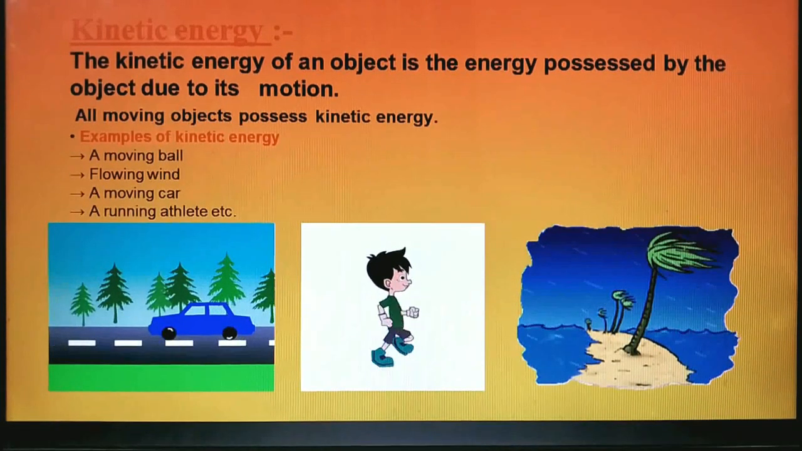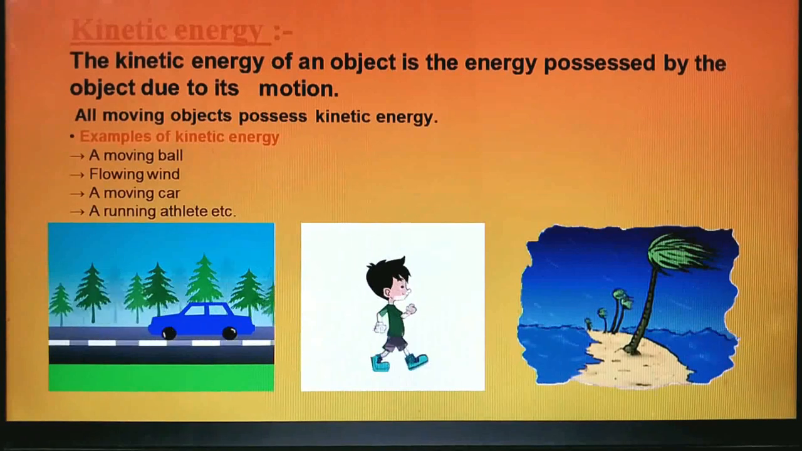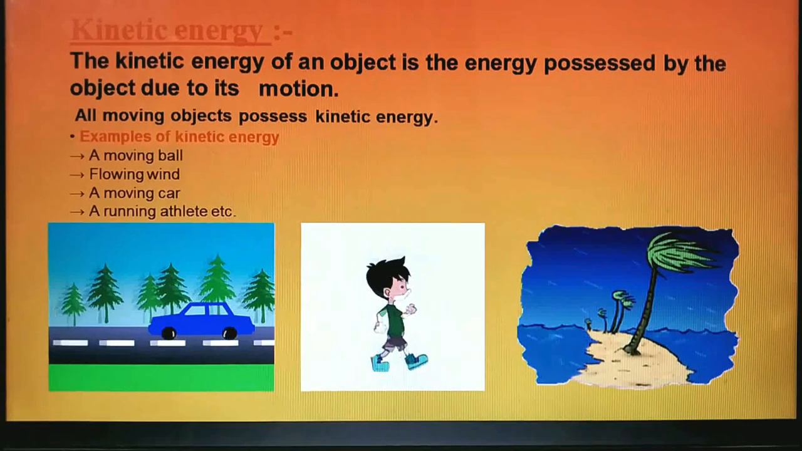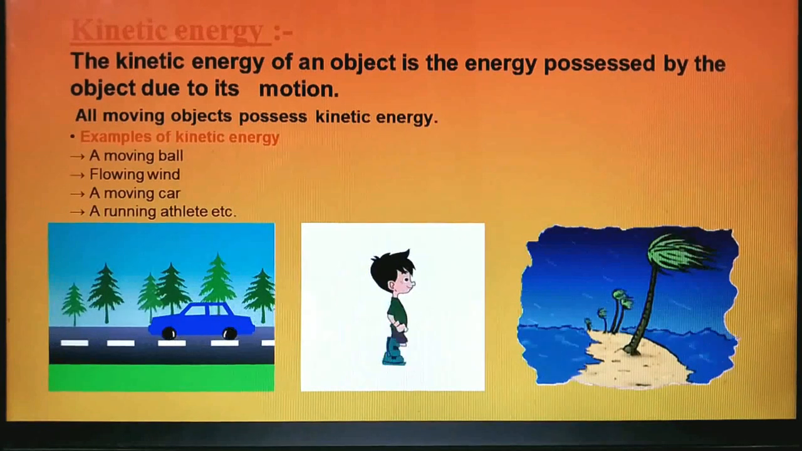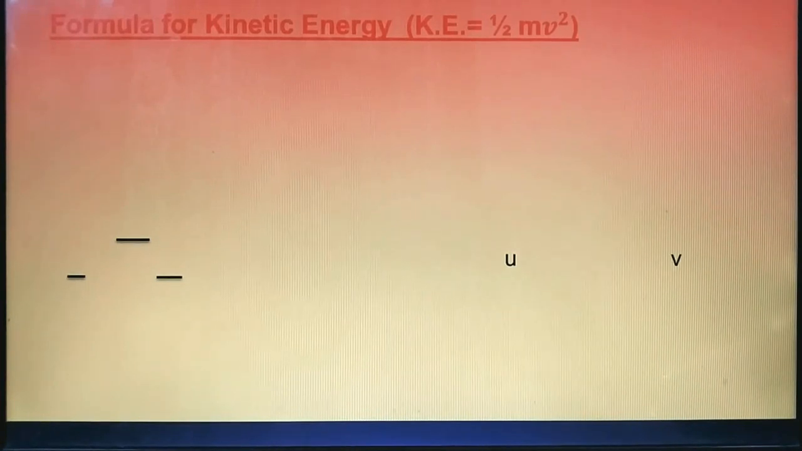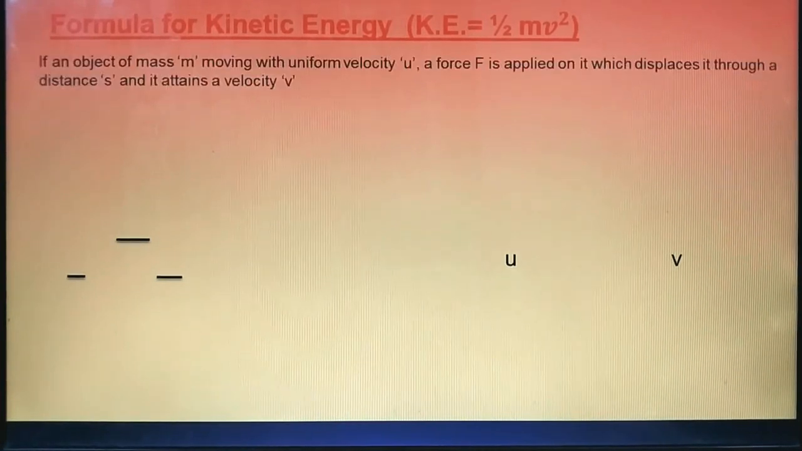There are a few examples of kinetic energy given. A moving ball, flowing wind, moving car, running athlete. All these are examples of kinetic energy. Next is the formula for kinetic energy. That is half mv square, where m is the mass and v is the velocity.